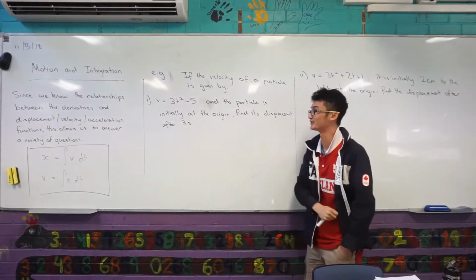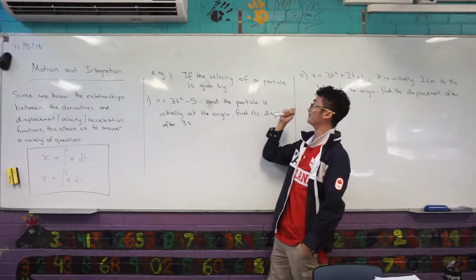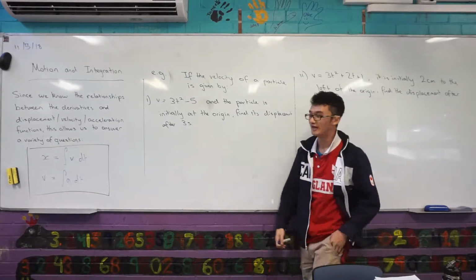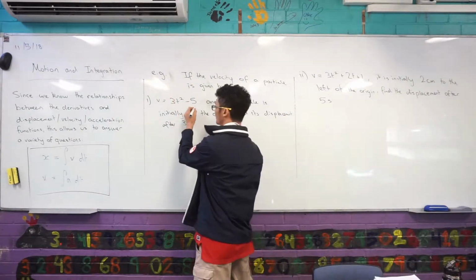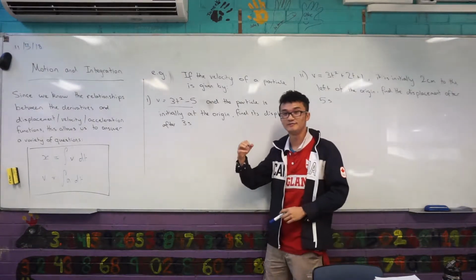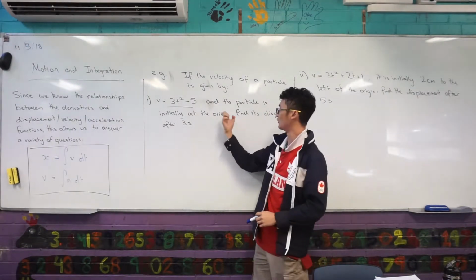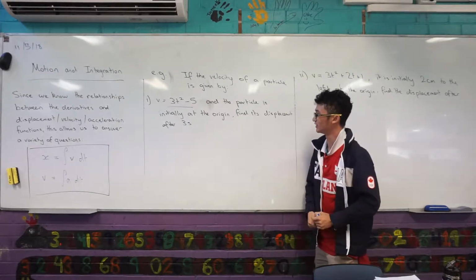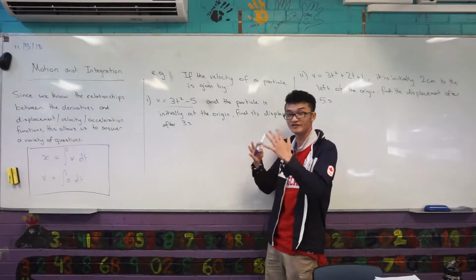Let's look at the first type of question. Say, for example, I'm given the velocity of a particle, and they'll give it to you as some kind of expression or function, so 3t squared minus 5. They'll also give me some other information. It's initially at the origin, and I want to find its displacement after 3 seconds. So there's a lot of information there.